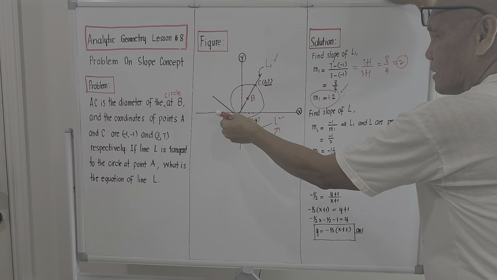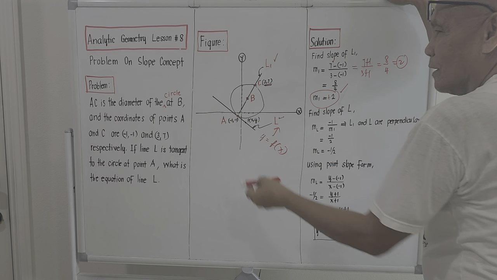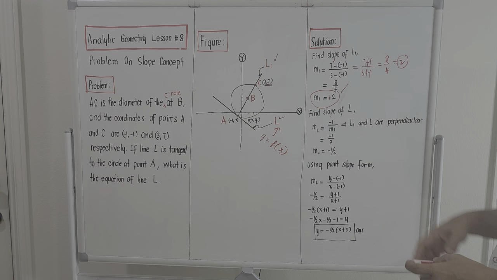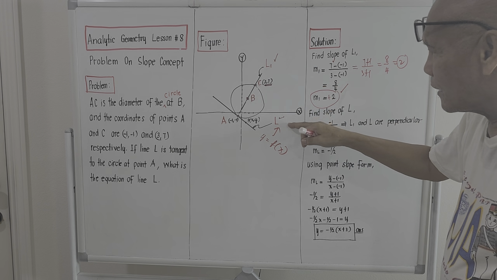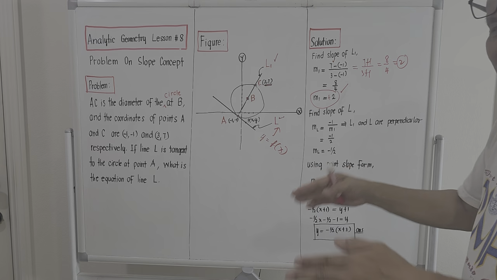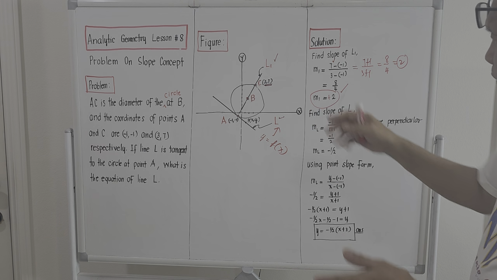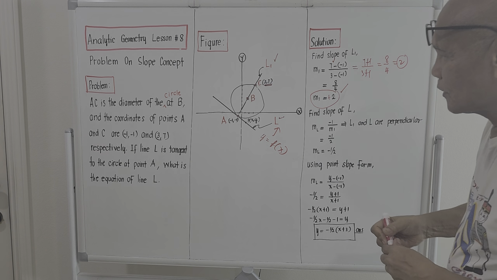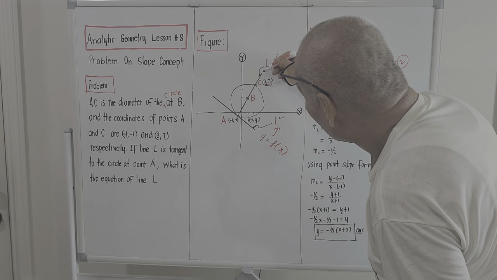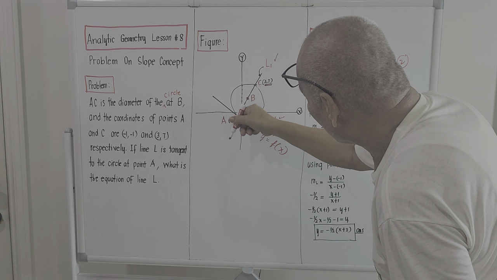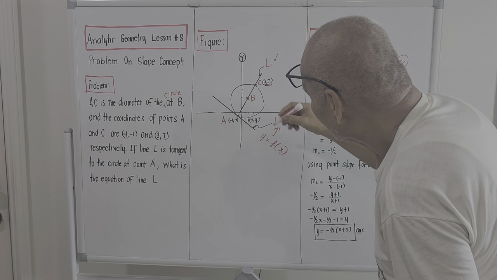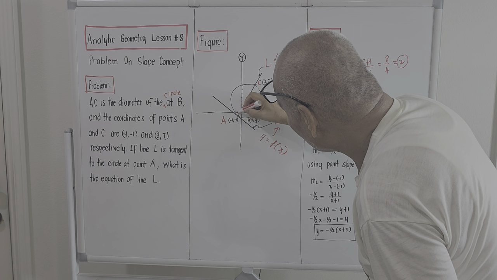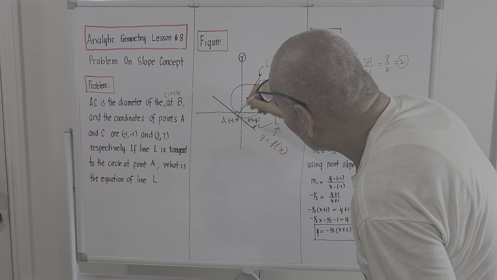And this is the tangent line. What is the relation between this line L1 here and the unknown line L? What is the relation of the slope? Oh, what is the relation of the figure? They are perpendicular to each other, right? This line L1 is perpendicular to the unknown line L, right? So this is actually 90 degrees, right?